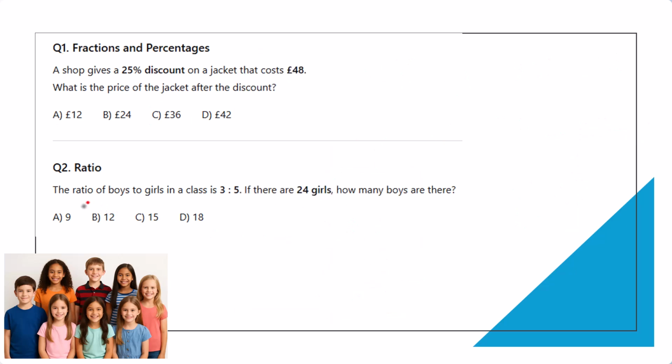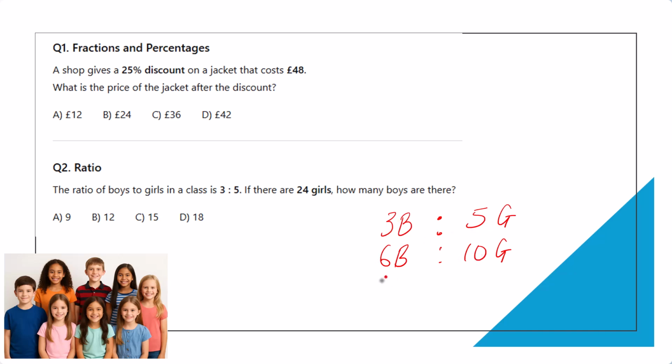Question 4 says the ratio of boys to girls in a class is 3 to 5. Now what that means is this. For every 3 boys you have, there are 5 girls. So it's like the boys are in 3 times table and the girls are in 5 times table. So if you double the boys to get 6, you must double the girls also. Okay. So can you see that you're doing 3 times table and you're doing 5 times table?